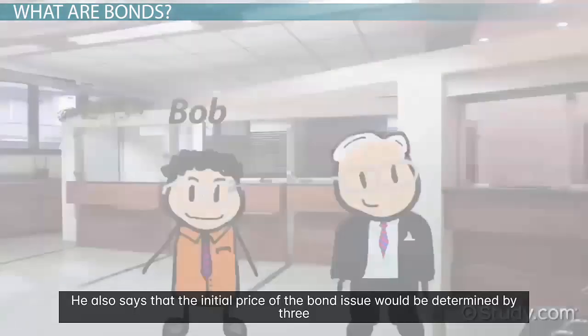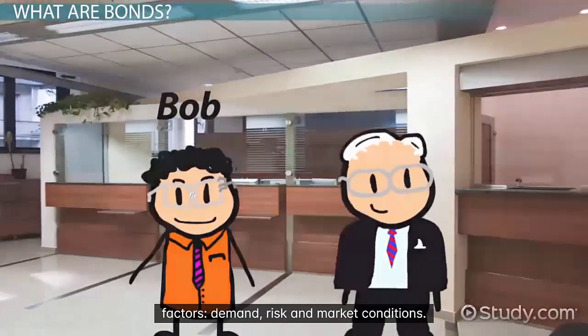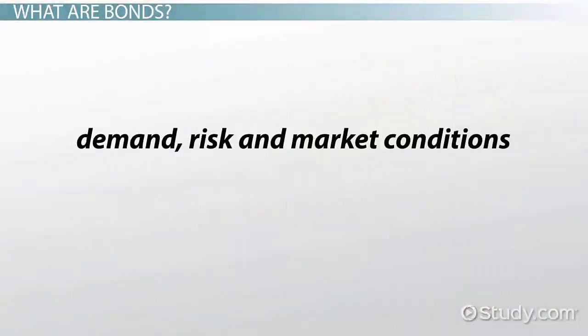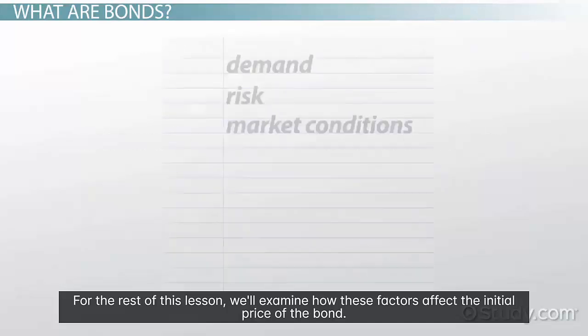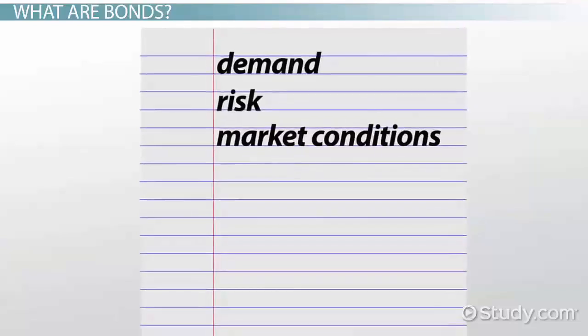He also says that the initial price of the bond issue would be determined by 3 factors: demand, risk, and market conditions. For the rest of this lesson, we'll examine how these factors affect the initial price of the bond.